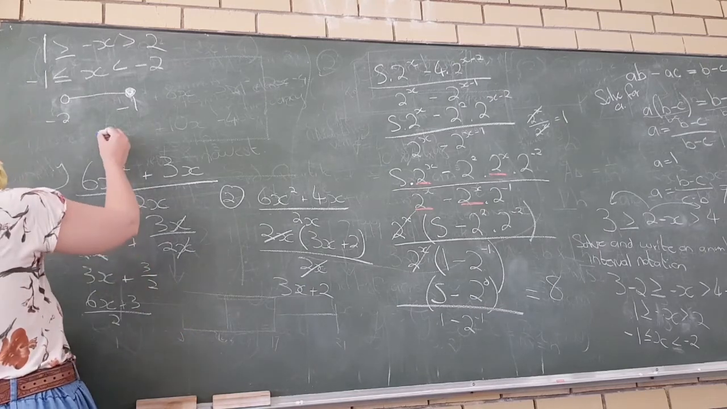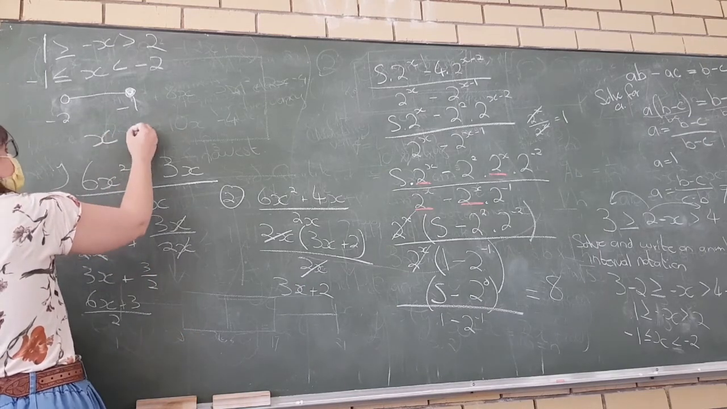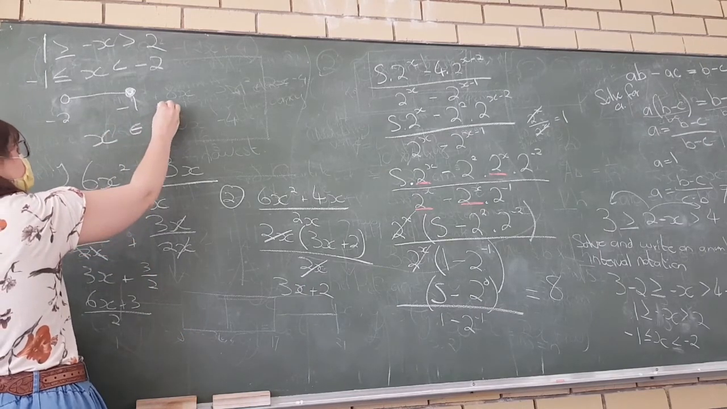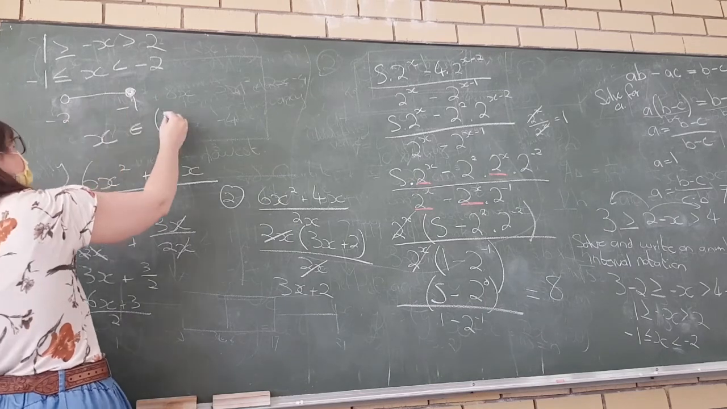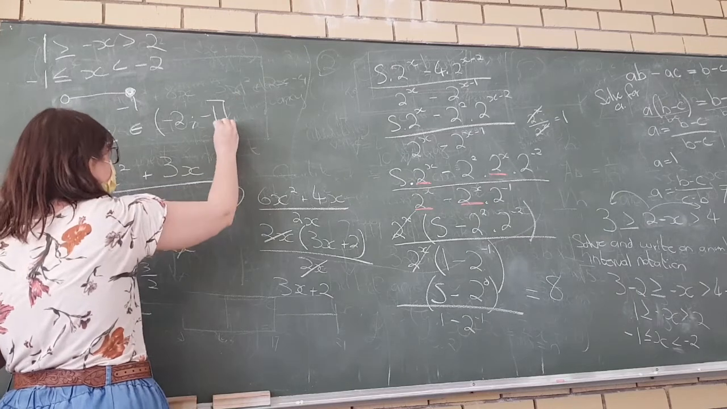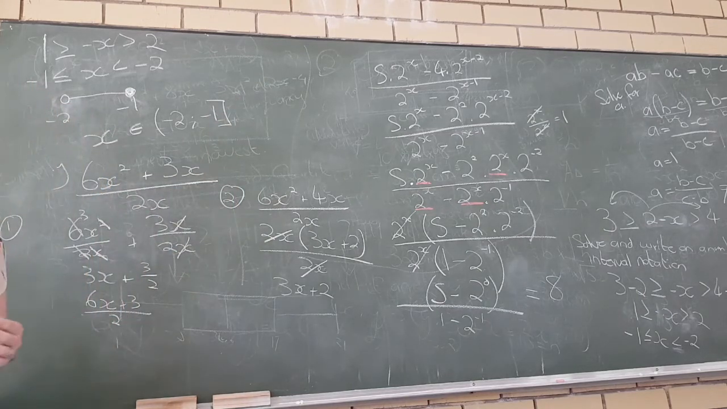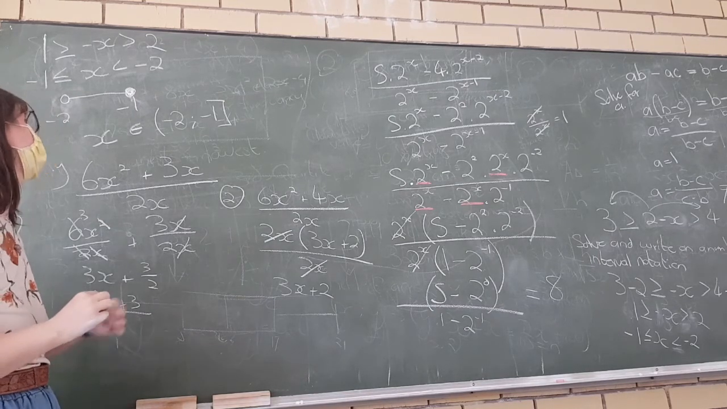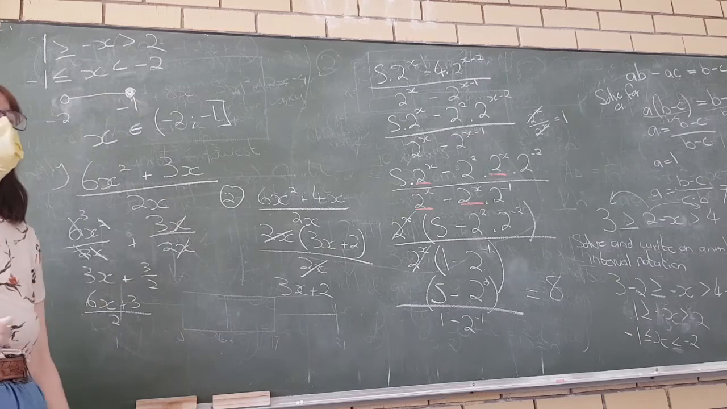Then in interval notation, x is an element of, round bracket, minus 2, comma, minus 1, square bracket. It's colored in because it's underlined.